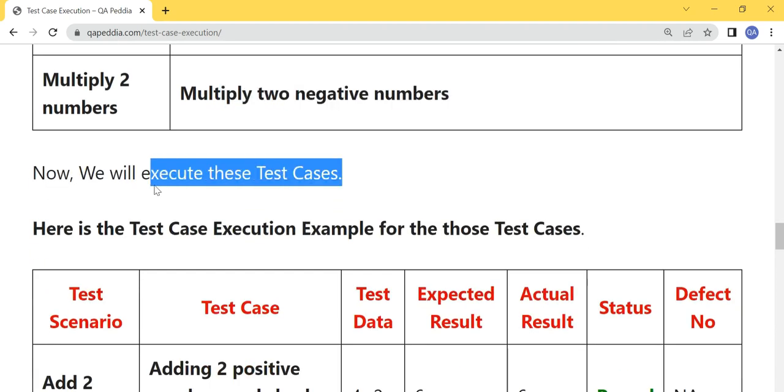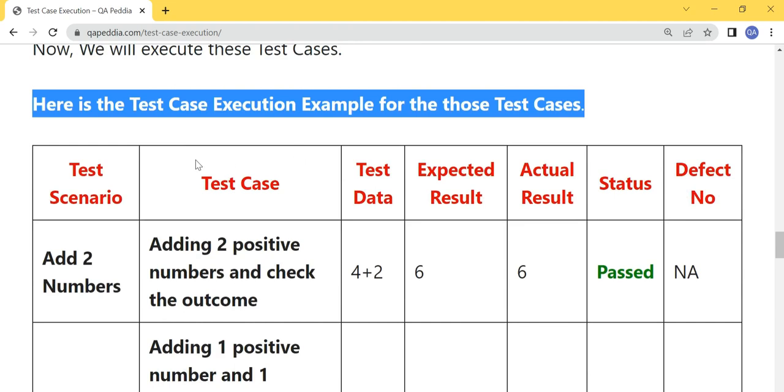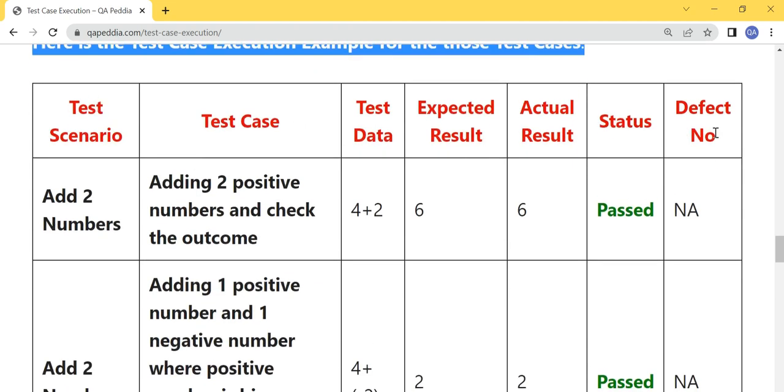Now we are going to execute those test cases, or we will see how the execution will look. So here is the test execution example for those test cases. We have created a table.